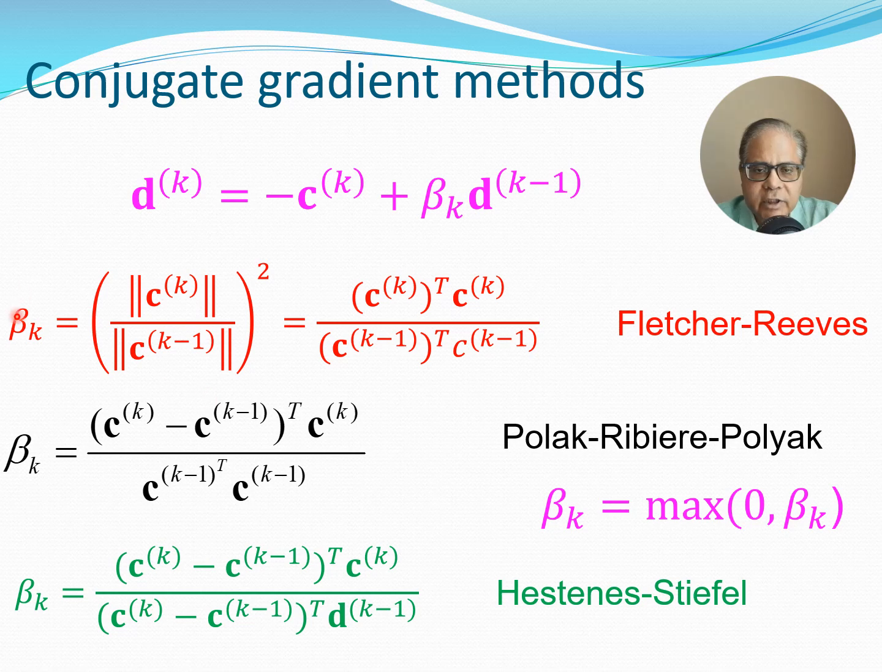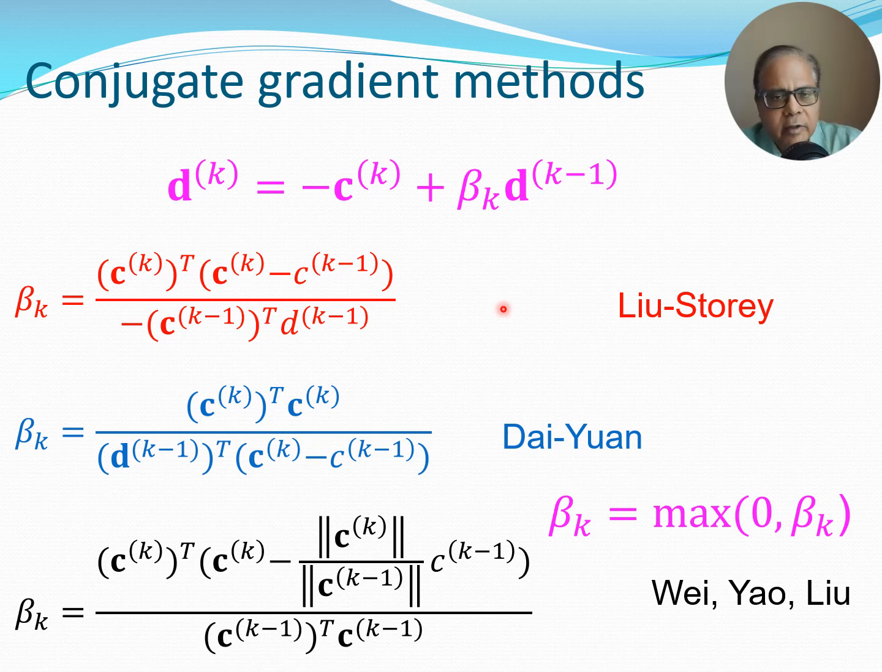So of course you can see that the Fletcher-Reeves is going to be positive at all time because it's simply the square, but some of these methods, the remaining methods, will give you negative values every now and then. Now there are some newer methods which have come up in the conjugate gradient field, and these are due to Liu Story, Dai Yuan, and also Wei Yao Liu.